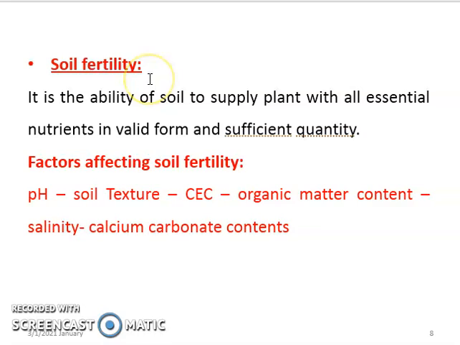So you can now summarize here the meaning of soil fertility. You can say that this soil is fertile or not. Soil fertility is the ability of soil to supply plants with all essential nutrients. If the soil contains all essential nutrients, you can call this soil fertile. But these elements should be in a valid form and in sufficient quantity. Let me define soil fertility again. Soil fertility is the ability of the soil to supply plants with all essential nutrients in a valid form and sufficient quantity.